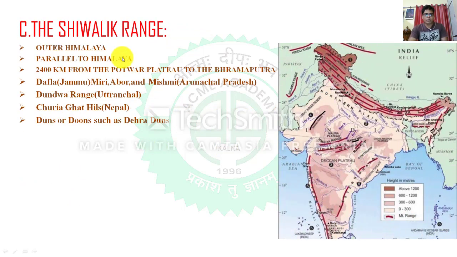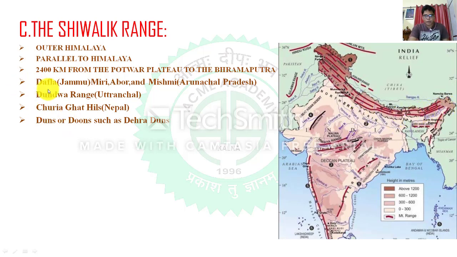Next, the third one is the Shivalik range. The outer Himalaya is known as the Shivalik range, parallel to the lesser, or middle, Himalaya. The length of the Shivalik Himalaya is 2,400 km, from the Potwar plateau, which is here, to here in Arunachal Pradesh, up to the Brahmaputra river. This area is known as the Shivalik range.